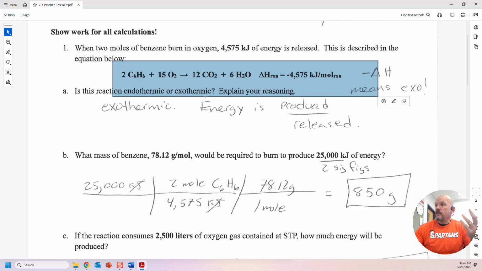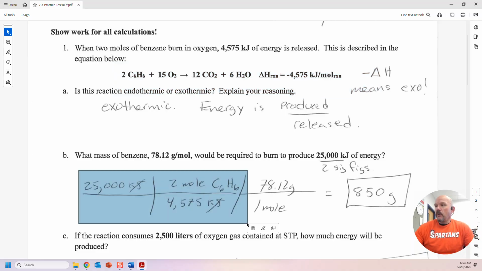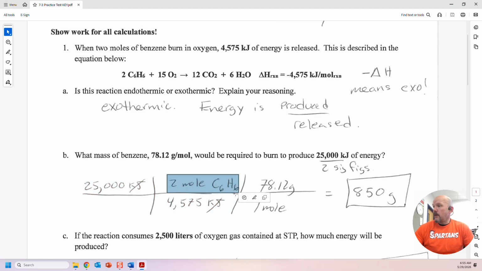Step two, take what we're given and convert it to moles. So how do I convert energy to moles? Well, I have to use my recipe, right? And so I know 2 moles of benzene for every 4,575 kilojoules released. So if we take the total energy that we want to produce and we divide it by the delta H of the reaction, but then we also have to multiply by the coefficient of benzene, that'll tell us how many moles of benzene we have to burn. And then we just have to multiply by the molar mass, and they were nice enough to give it to us, so we don't have to worry about calculating it, but we could if we needed to. And that would be the setup. So if we want to produce that much energy, we need to burn around 850 grams of benzene.